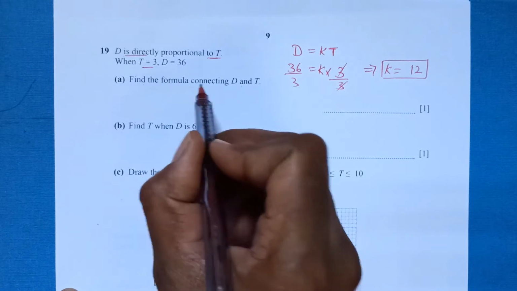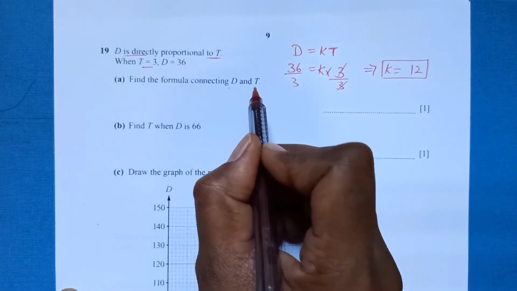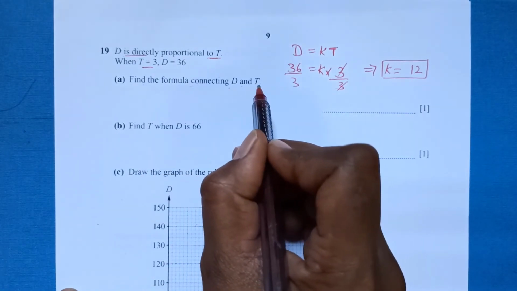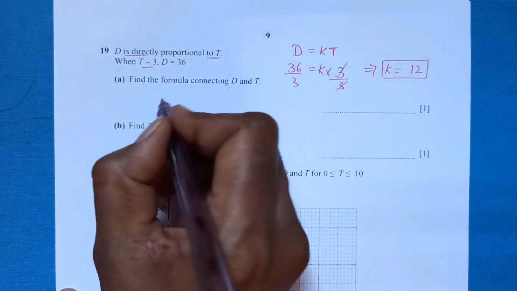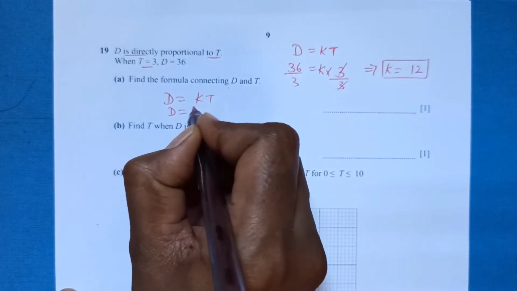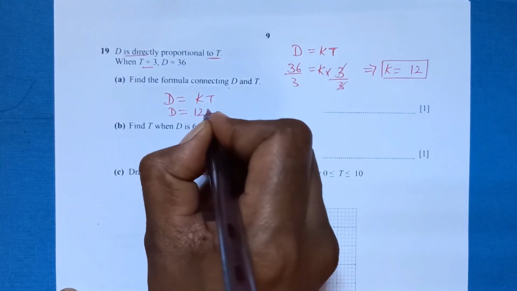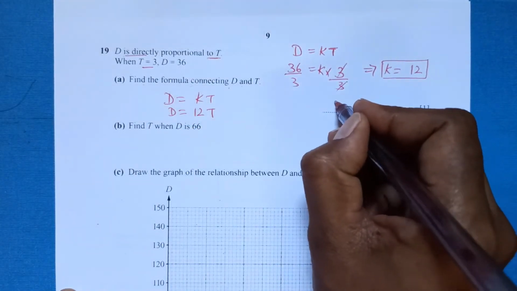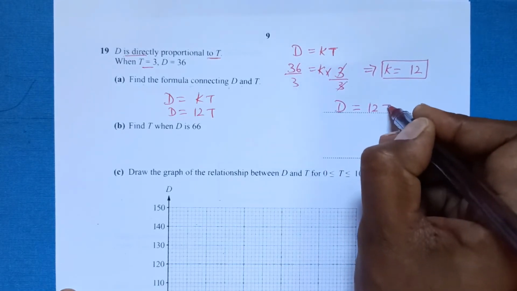Find the formula connecting D and T. So that means you have D equals KT. So K is 12. So replace it with that. So this is the formula that we have derived. D equals 12T.